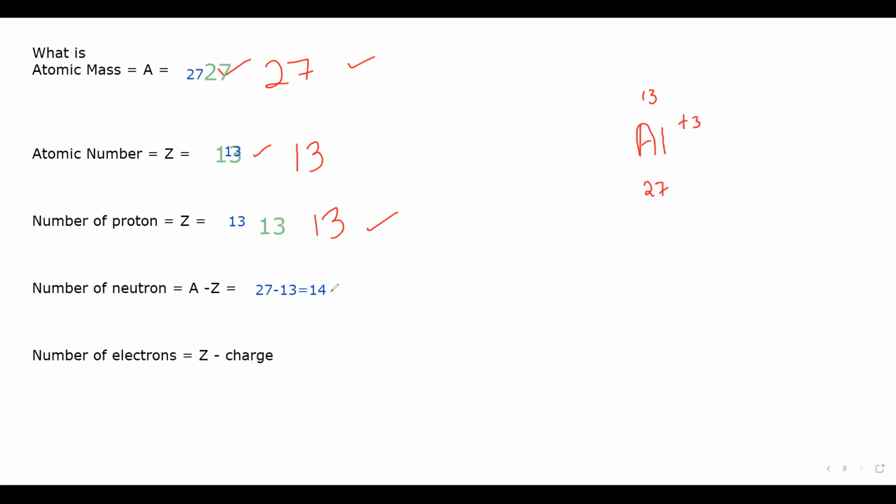You get the number of neutrons, that is A minus Z. 27 minus 13, that's equal to 14. That's also correct. And to get the number of electrons, that is Z minus the charge. So 13 minus 3, that's equal to 10. So there are 10 electrons, and it is obvious, because there are 13 protons, so electrons should be fewer because it is a positive charge. Is it clear to everyone?